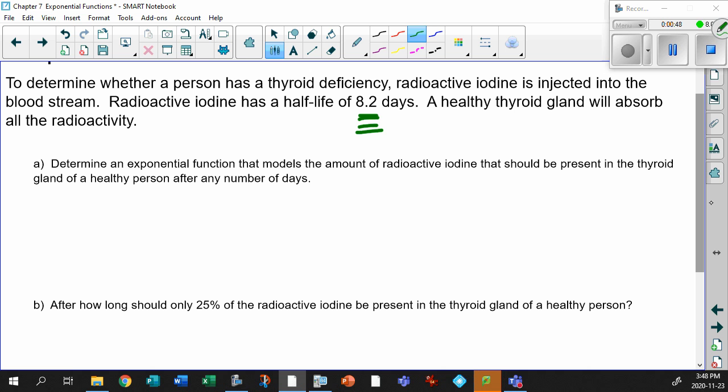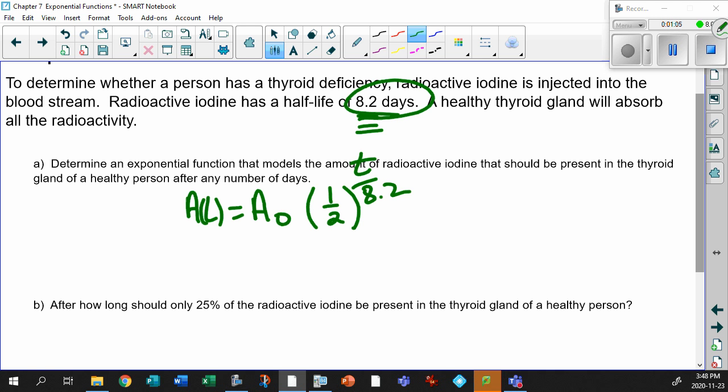Okay, real simple. Think about this. This is a half-life question. So you want to know your total equals the amount that you put in, times 1/2 to the power of the time it takes over 8.2 days, which of course is your period. Well, there we go. That's an interesting enough formula.